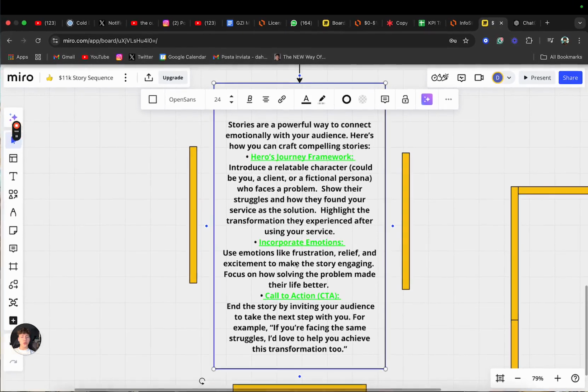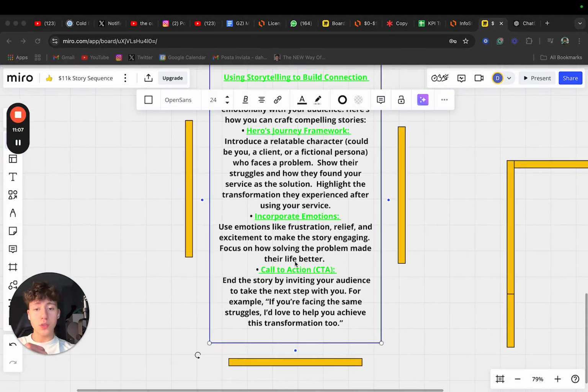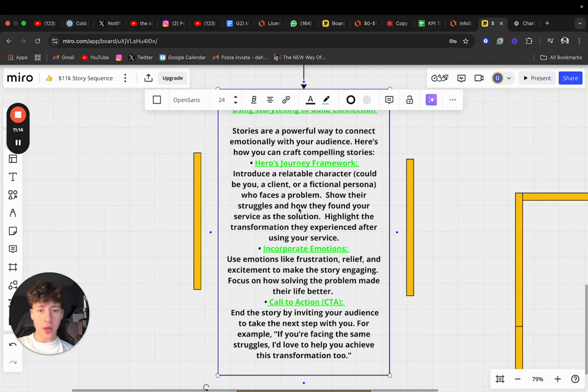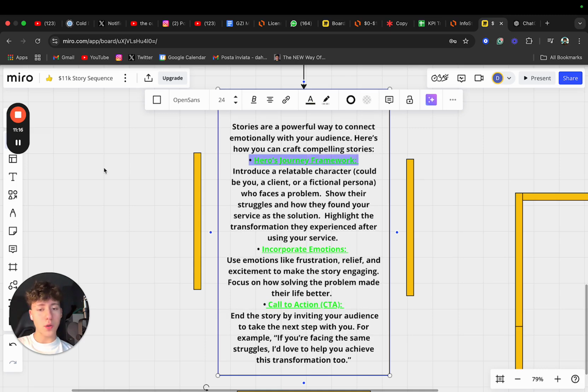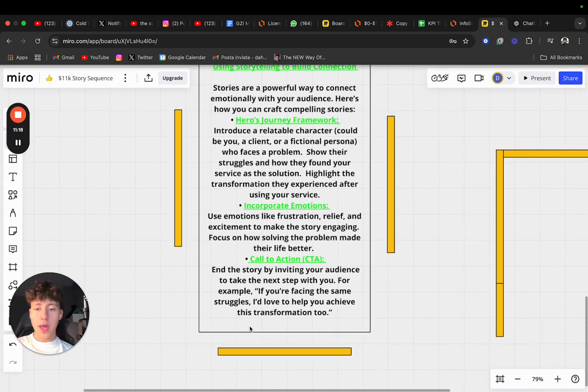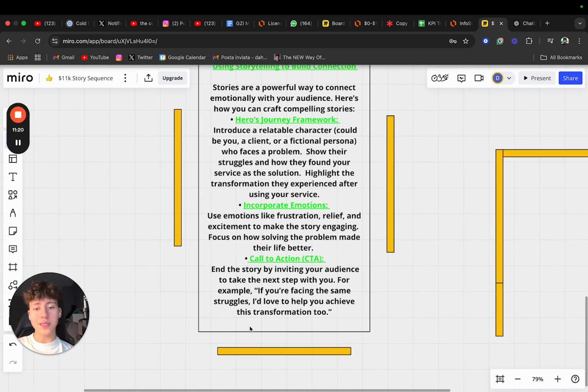Incorporate emotions. Emotions are the key, as I told you multiple times. Use emotions like frustration, relief, and excitement to make the story engaging. Focus on how solving the problem made their life better. Okay? The Hero's Journey Framework is something amazing. And end the story by inviting your audience to take the next step with you.